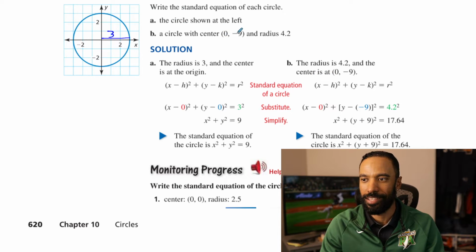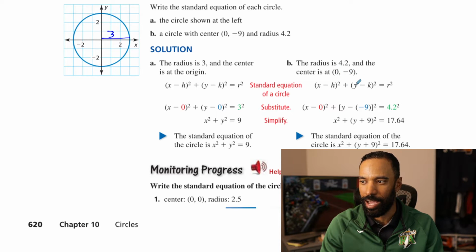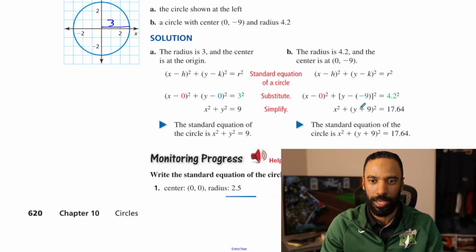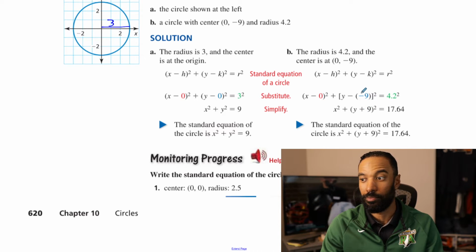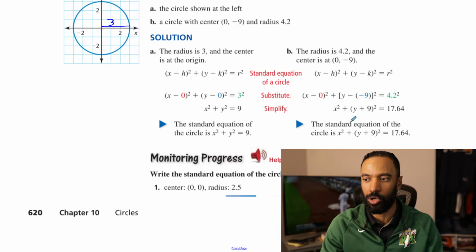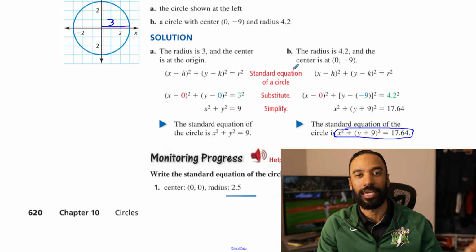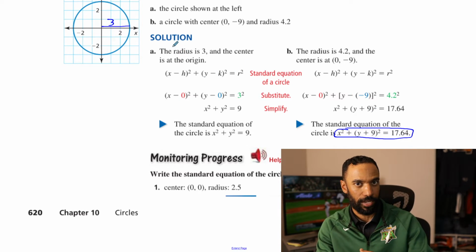Another one with the center at 0, negative 9, and radius of 4.2. Your h is 0. Your k is negative 9. So minus negative 9 is plus 9. And then 4.2 squared apparently is this number. So the equation of your circle would look like this in standard form. Kind of a little different looking, but that's where you can take the graph or information to write an equation.